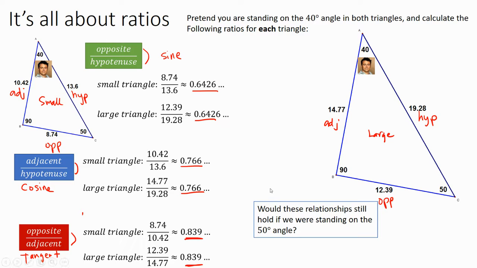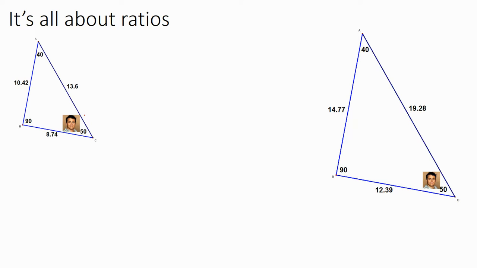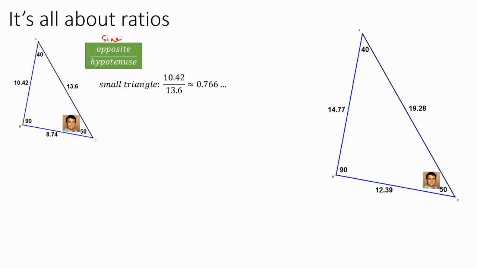Now this question popped up: would these still hold if we were standing on the 50-degree angle? So now Joey's going to switch and go over here in both triangles to show that we're going to get the same thing. Same triangles, Joey's just switched perspective. We do the opposite over hypotenuse, which is the sine of the angle. So I'd say sine of 50 degrees is 0.766.